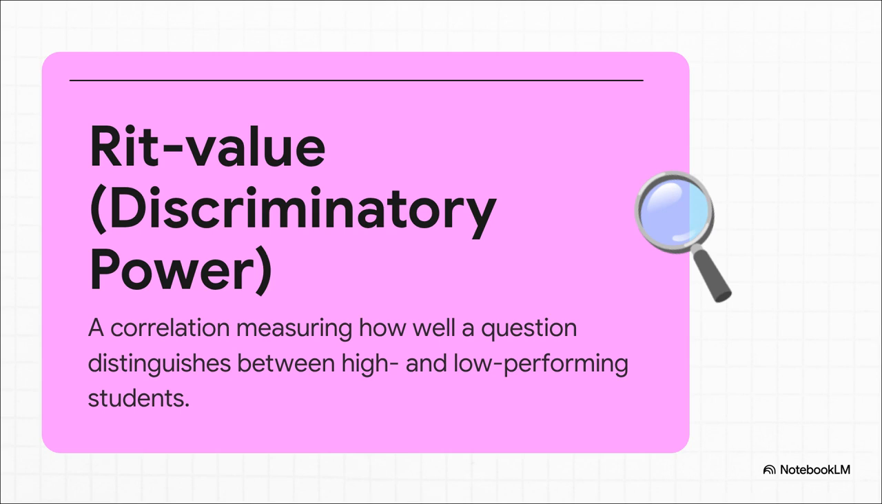Is this question as difficult or as easy as it should be for what I'm trying to measure? All right, tool number 2 in our toolkit. And honestly, this might be the most powerful one, the Rit value. Think of it as a question's discriminatory power. It's one of the best ways to tell if a question is any good because it measures how well that single question separates the students who get the material from those who are still struggling.